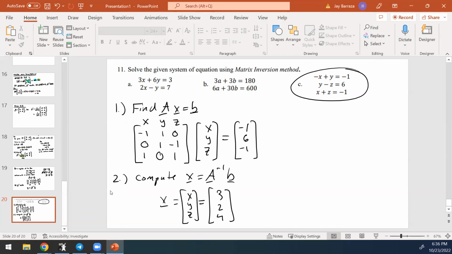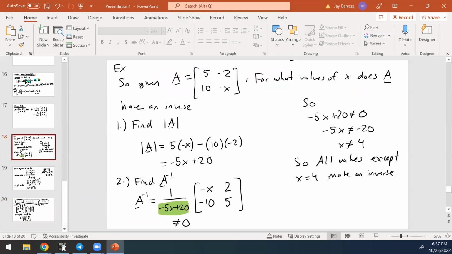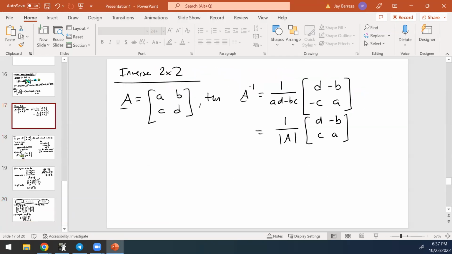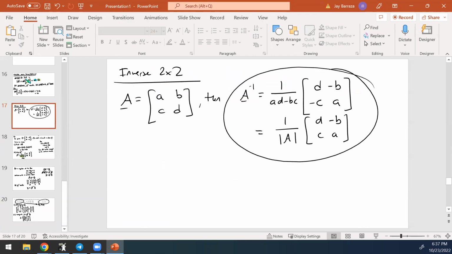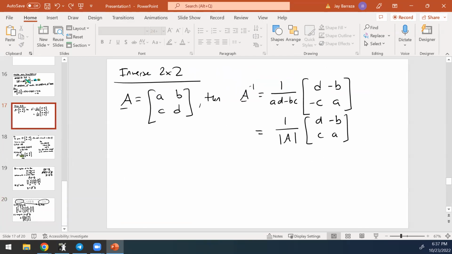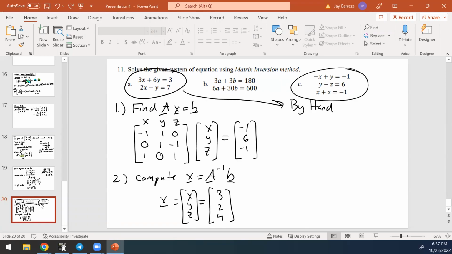And that's how you do it. You can do this for a 2 by 2, but if I ask you to do this one, you have to be able to do it by hand. Which means you would have to use this formula right here to get the inverse and then multiply it using the multiplication rule. Okay. Are there any questions on that? And I guess technically this one.